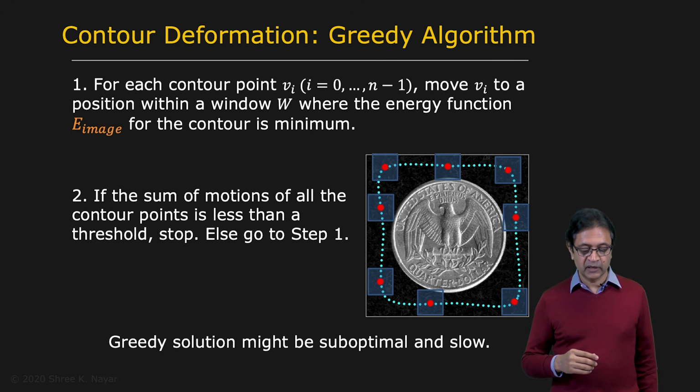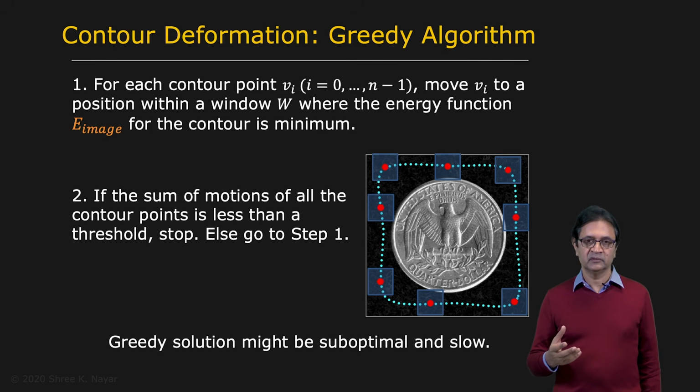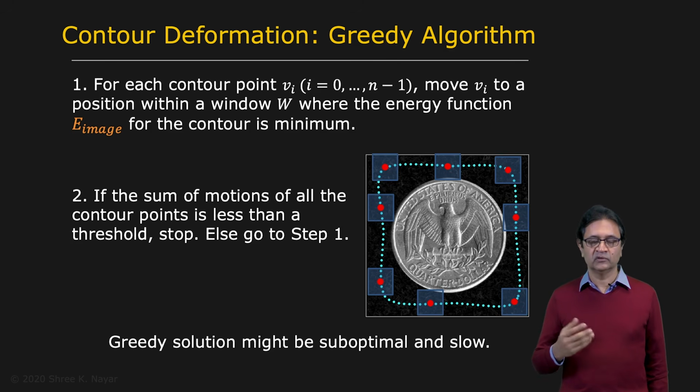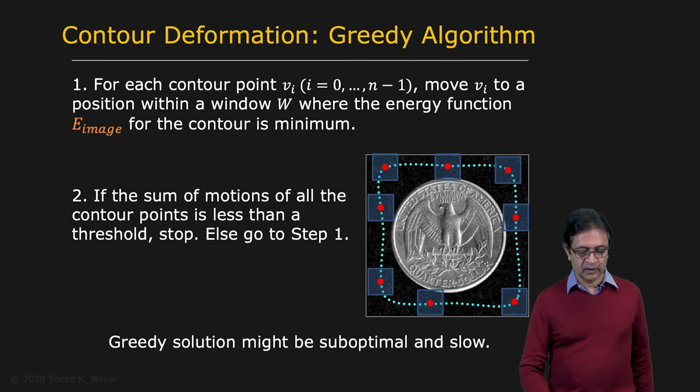The one thing to bear in mind is that because this is a greedy solution, you're not guaranteed to get the optimal result, in that you're doing this sequentially, control point by control point. And it can also be somewhat slow for fairly large contours.